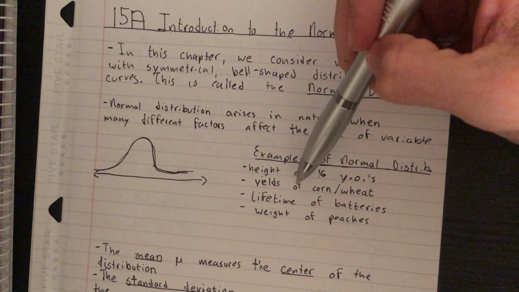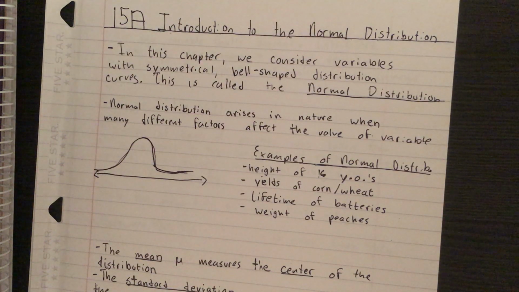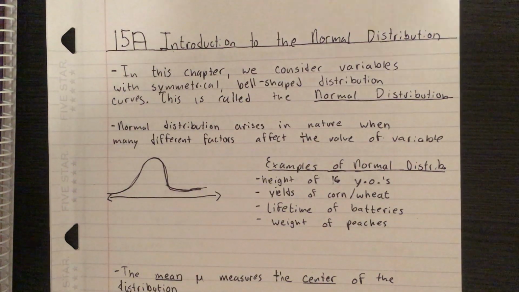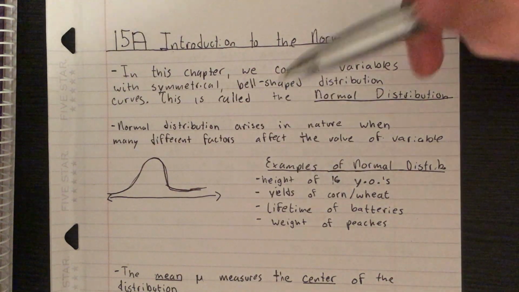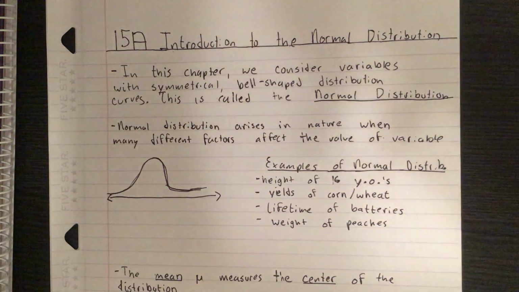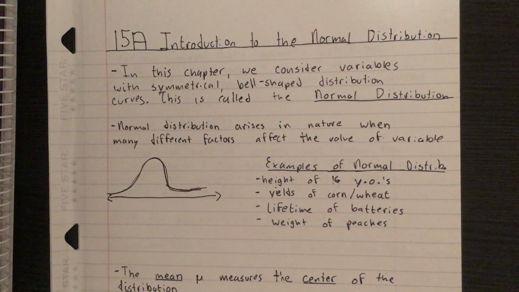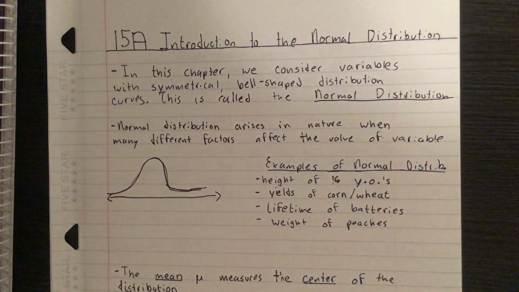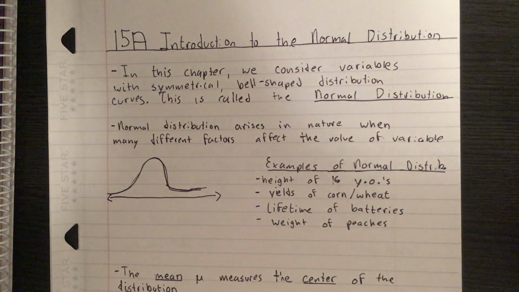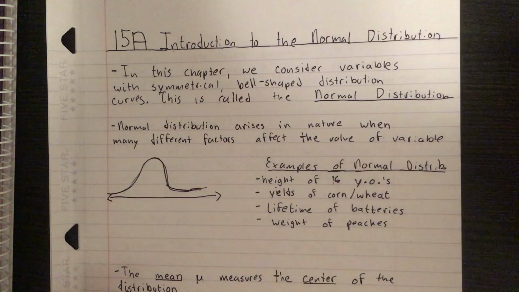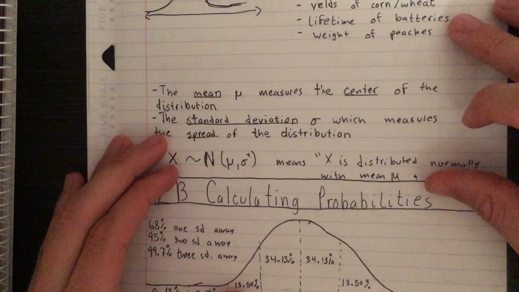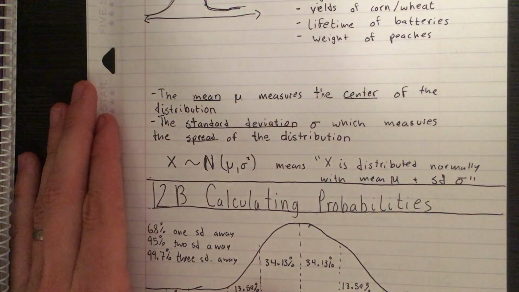If you think about the yield of corn and wheat, like how much corn and wheat are being produced in a year, there are a lot of factors that could affect that value of that variable. The lifetime of batteries, there's a lot of things that could affect that value of a variable. Weight of peaches or other things would be normally distributed, but those are just a couple of examples to give you all an idea of the wide range of the normal distribution here.